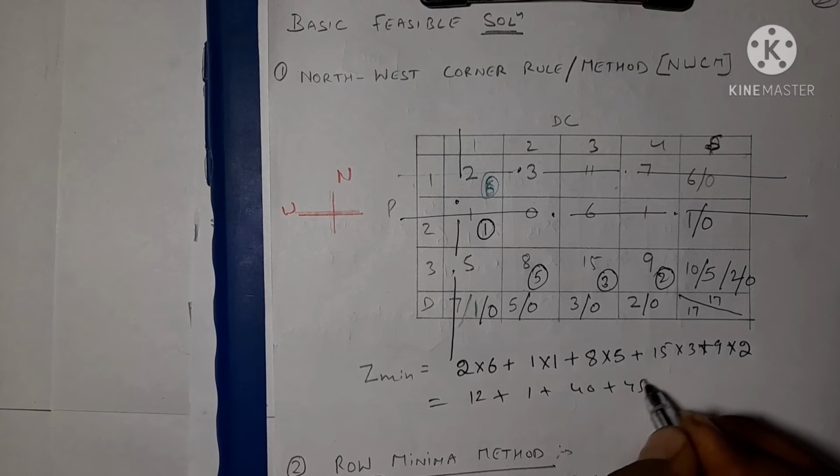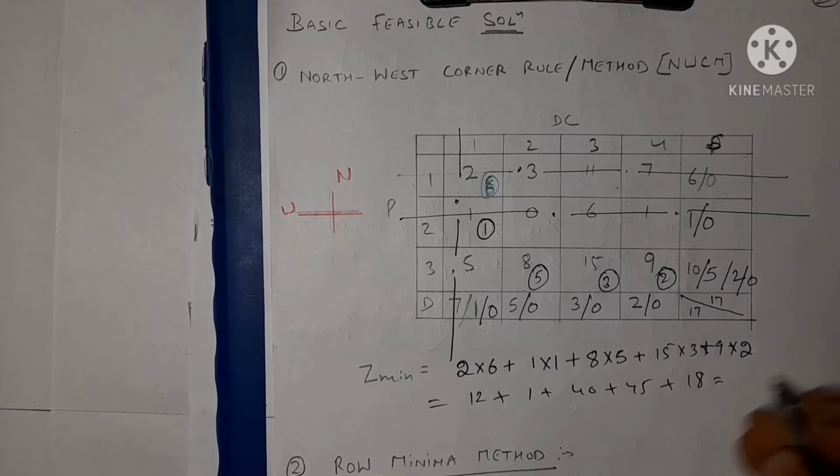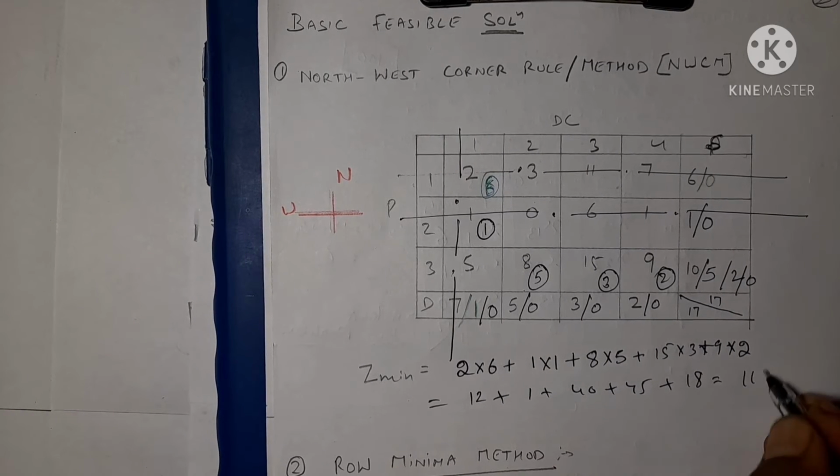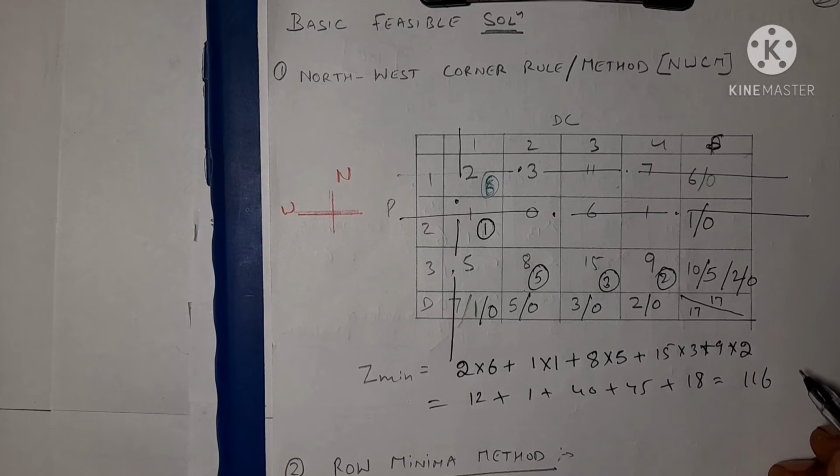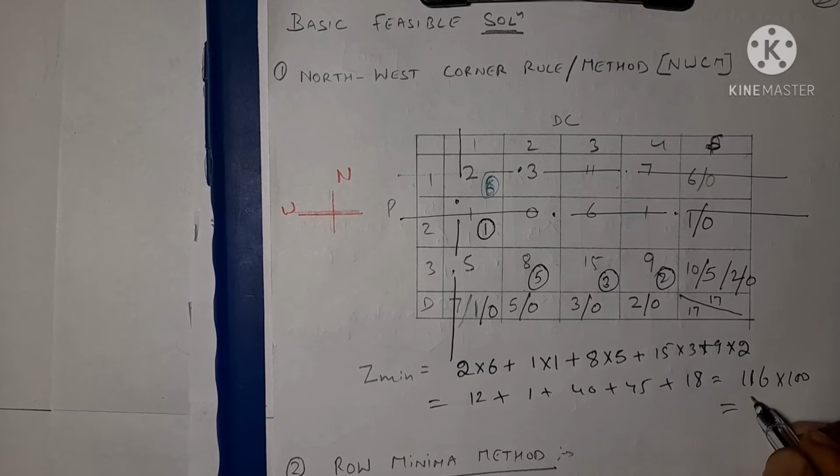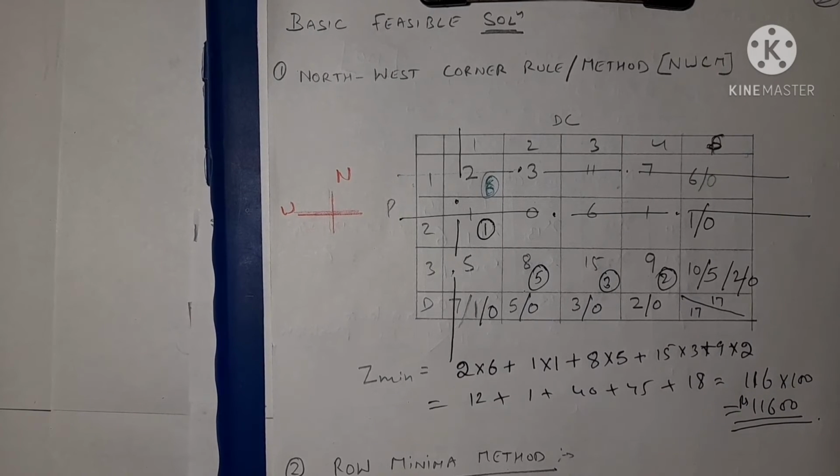Taking a quick look at it, it comes out to be 116, and as mentioned, we are taking 100 as common. Here we are multiplying with the 100. The total cost of the project is this much.